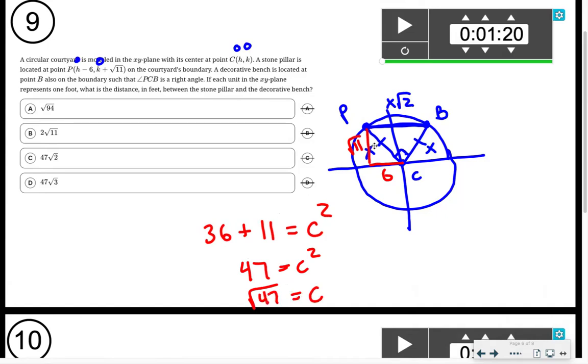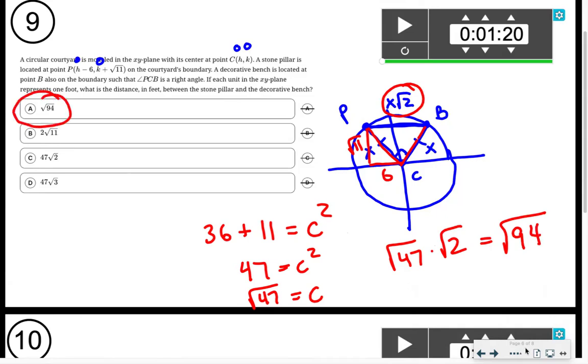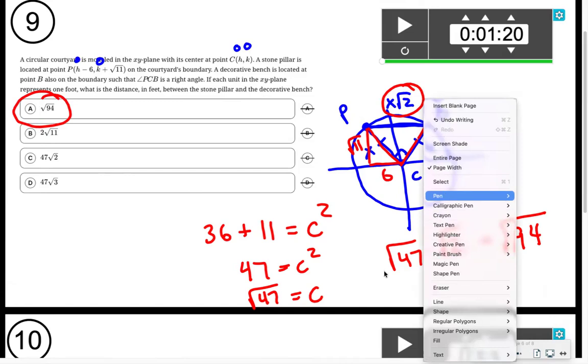Okay. Now that's just the x. That's this length and this length. So the distance between them is the hypotenuse of that 45, 45, 90. So I just do root 47 times root 2, which is root 94, and that is answer choice A. It's a pretty hard problem.